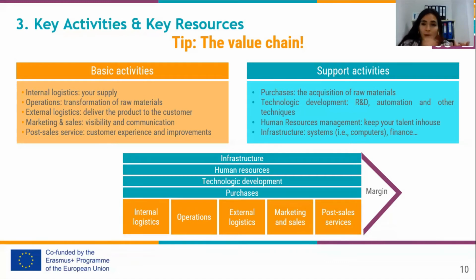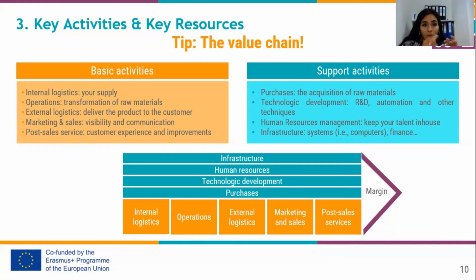Then we have the technological development. I need research and development. I need automation and other techniques in the different parts of all my basic activities. For example, in the operations, if my operations are production, I need to automate some tasks, or maybe I will need to automate the relation with the external logistics, with the provider, in order to make the process of delivering the product faster, or I will need to automate some marketing and sales campaigns. This is all related to the technological development.